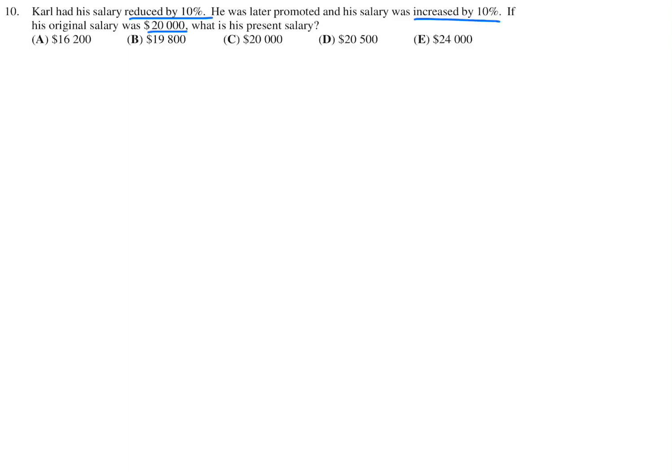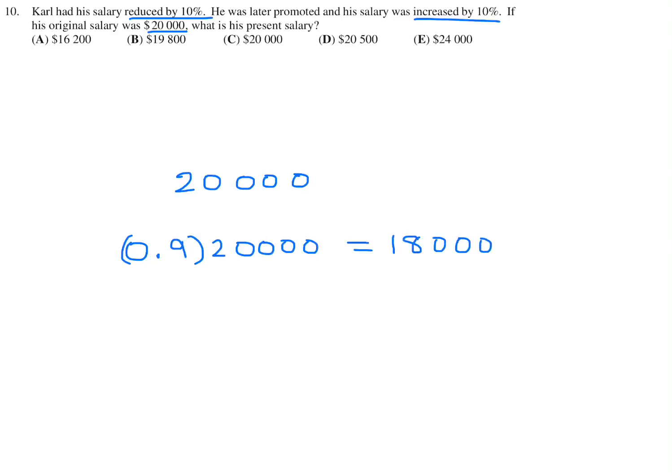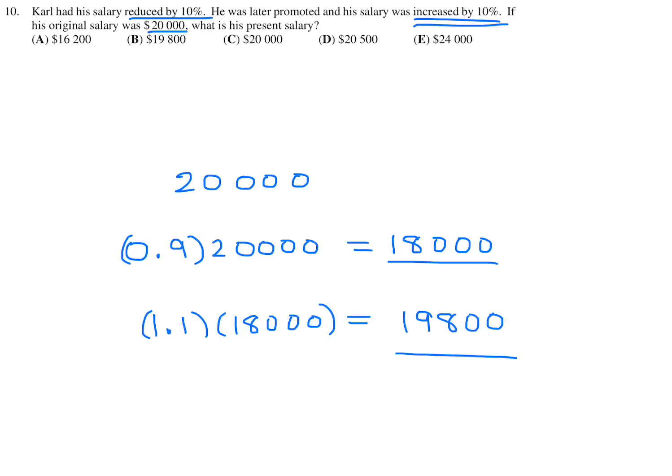So they've said that his original salary is $20,000, right? So initially, it's reduced by 10%. So his salary becomes 90% of what it used to be. It was reduced by 10. So this is equal to $18,000. And then this $18,000 salary is increased by 10%. So that means 1.1 times 18,000 is now his new salary. And if you do this, it is 19,800. So his present salary is 19,800. So therefore the answer to number 10 is B.